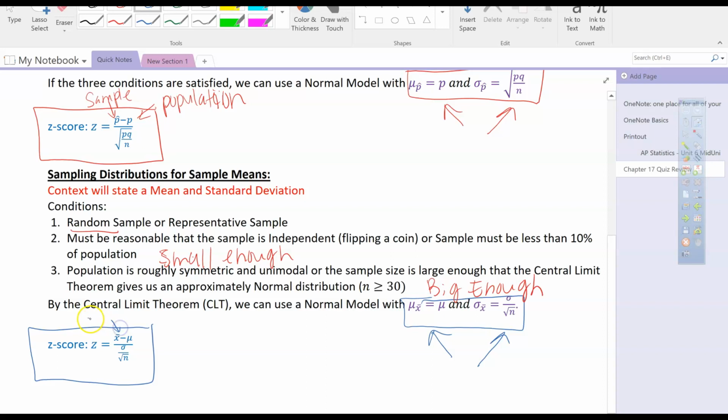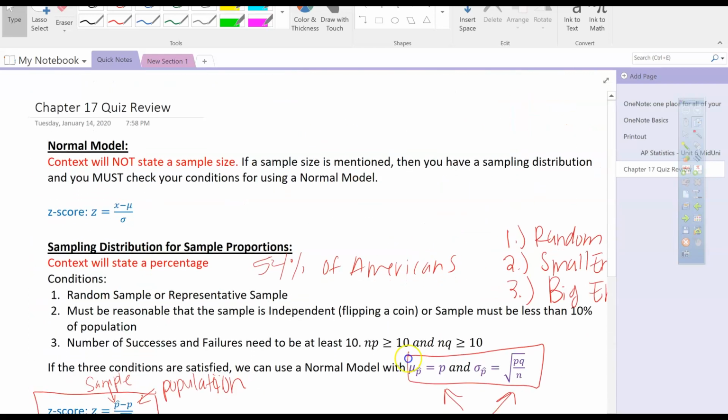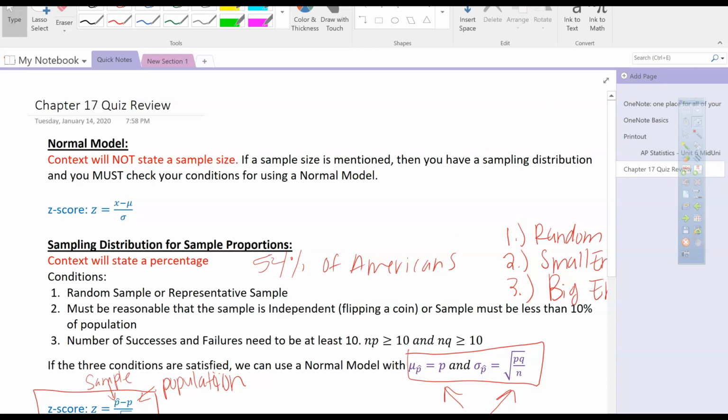Remember, x bar is for the sample, and then mu is the population mean. And then this right here is your sampling standard deviation. And then this sigma right here is the population standard deviation divided by the square root of the sample size. Okay? So that's kind of a recap of what the difference is.